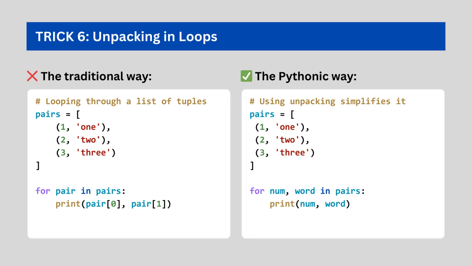Trick 6. Unpacking in loops. When dealing with lists of tuples, many beginners use indexing to access individual elements. A more Pythonic approach is unpacking, where each value is automatically assigned to a variable. This makes your code more readable, expressive, and intuitive, a small change that leads to a big improvement in clarity.